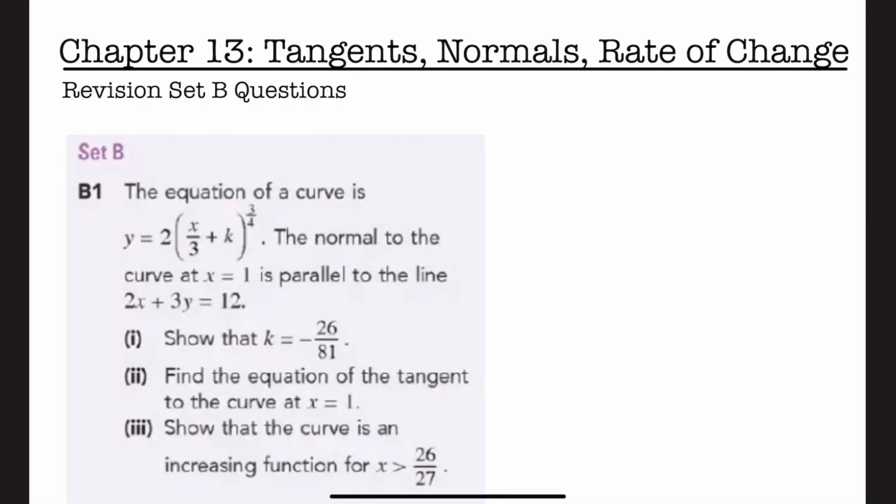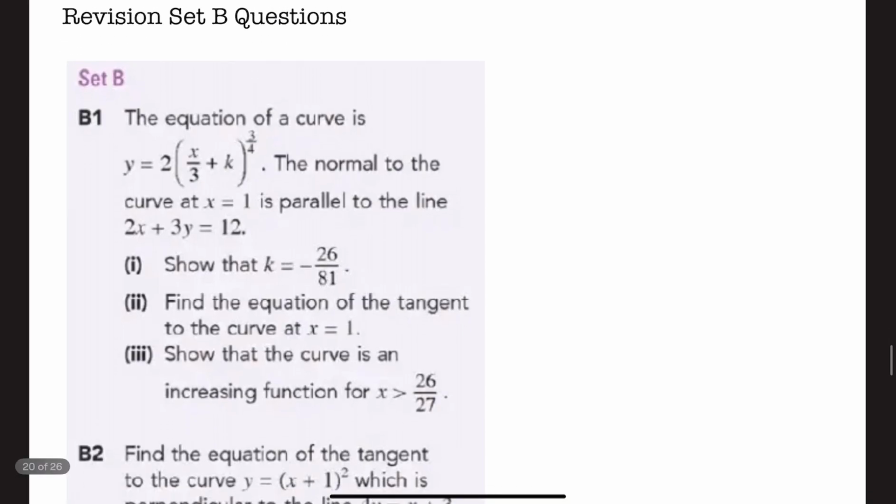Hi everyone, in this video I'll be going through chapter 13 of the A-Math textbook, the chapter on tangents, normal, and rate of change, to go through the revision set B questions. In this video I'll be focusing on the more challenging questions. I'll skip the very basic standard questions. So let's look at question B1 here.